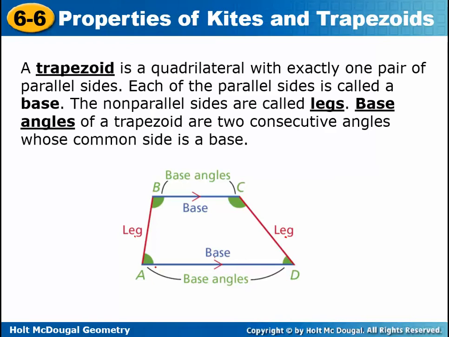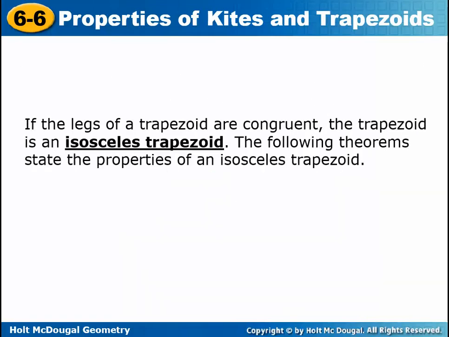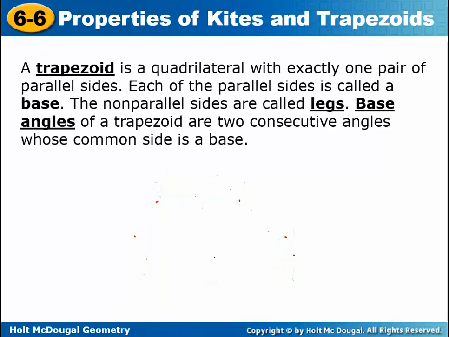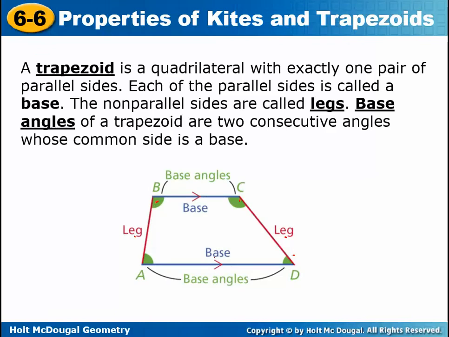Base angles of a trapezoid are two consecutive angles whose common side is a base. So these are base angles down here. These are also base angles up here. If the legs of a trapezoid are congruent, then the trapezoid is an isosceles trapezoid. Now, with just a regular trapezoid, there's really not much for theorems that can go along with it. There's really no way to find the lengths of legs or bases or the missing angles. All four angles could be different, the legs could be different, the bases can be different. There's really nothing to do with a trapezoid if you don't know that it's isosceles.